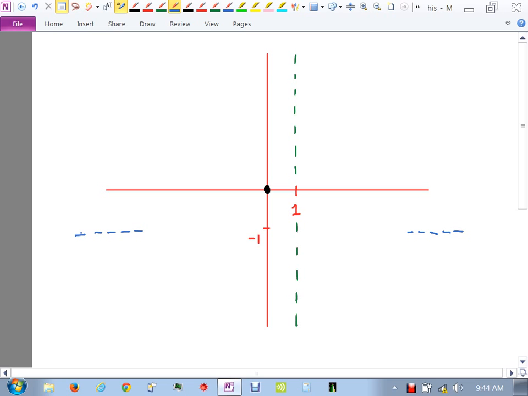Part G says find test points. That means I'm going to pick a few points and test them by plugging them into the function and actually plotting them and figuring out where they are. But the points you pick are not just arbitrary random points. They have to be very specific.